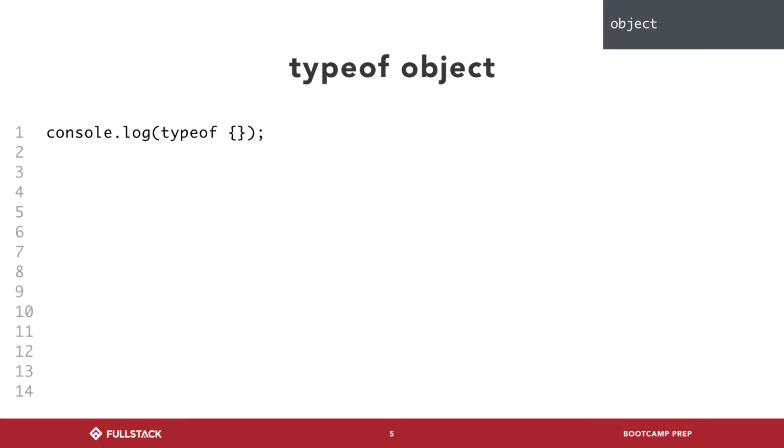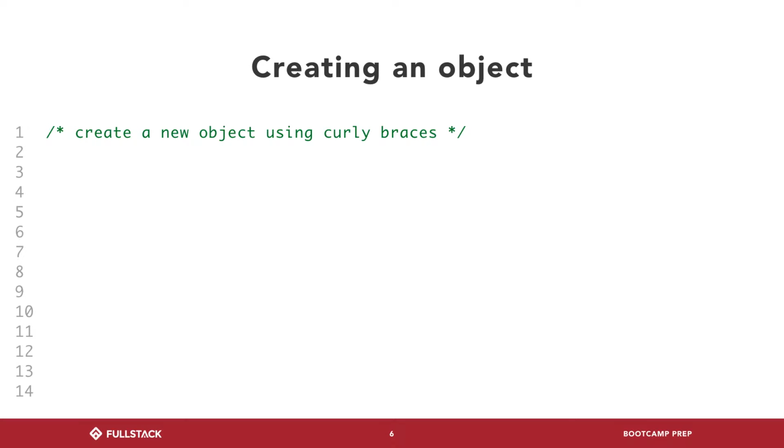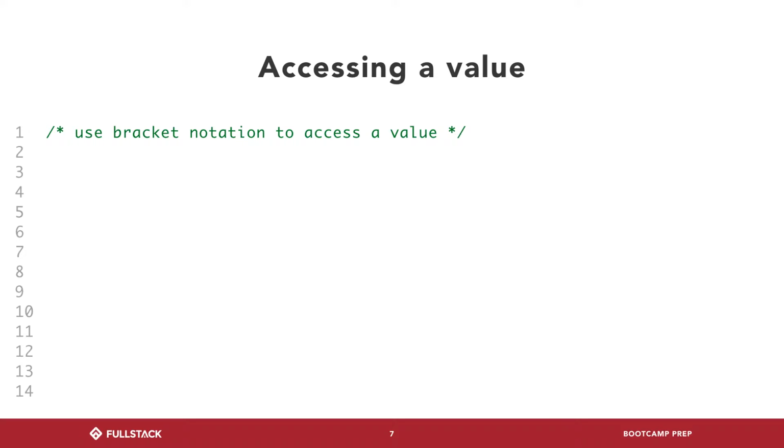Quick slide: typeof object is an object. However, typeof array is also an object. So that's why we use Array.isArray. Creating an object.